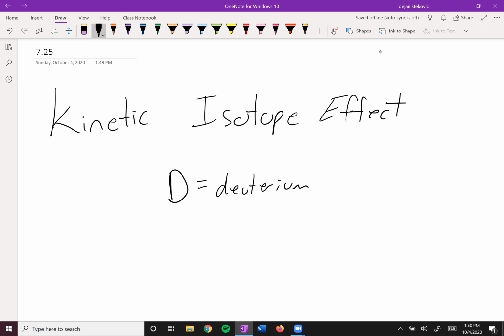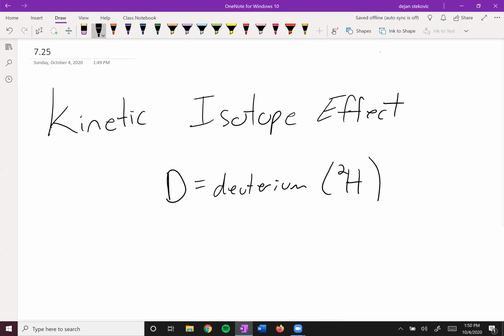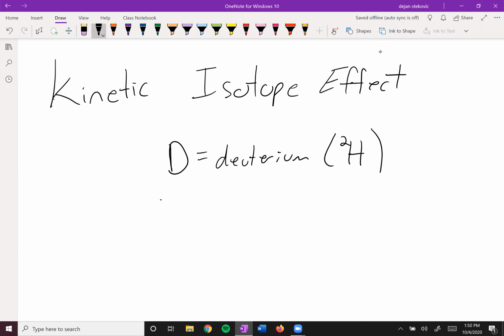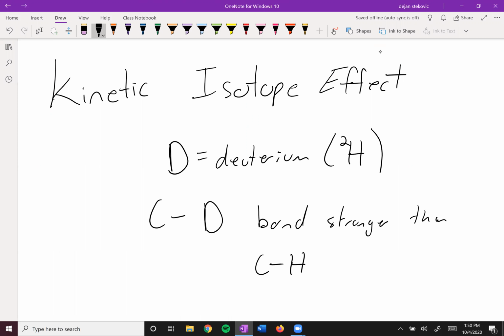And deuterium is an isotope of hydrogen. So it's a hydrogen, except instead of being just one proton, it's a proton and a neutron, right? So it's kind of like hydrogen plus another neutron. For reasons that we won't get into, the carbon deuterium bond is stronger than this CH bond, right? It's stronger than this CH bond.